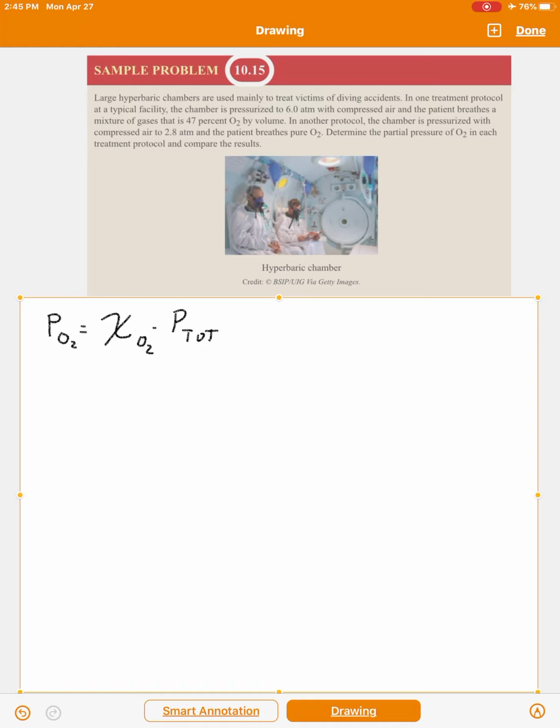So in the first case, they tell us it's 47% O2 by volume. Well, the volume of the gas is proportional to the number of moles. So the mole fraction is proportional to the ratio of the volumes. So if it's 47% O2 by volume, that means the moles of O2 divided by the total number of moles is 47 out of 100, 47%. So that would be 47 out of 100, that's your mole fraction. And then they tell you that the total pressure is 6 atmospheres.